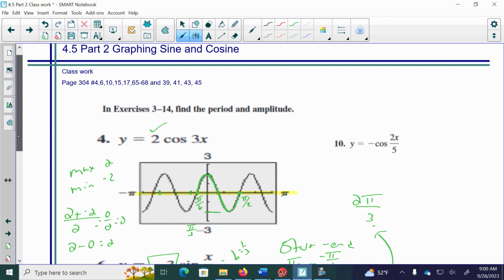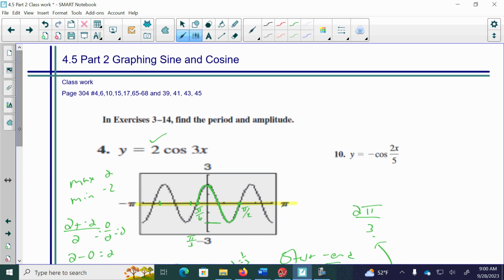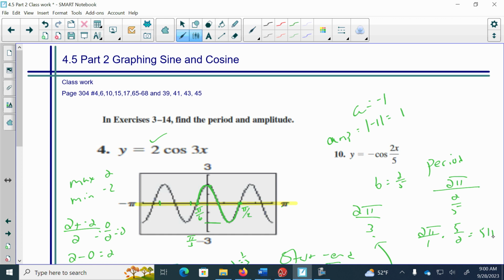Okay, doing number 10, they don't give us an equation, so we're just going to have to look at it. So my amplitude, this A would be a negative 1, so my amplitude is going to be the absolute value of that negative 1, which will just be 1. To find my B, that's 2/5. So to find my period, I'm going to take 2 pi and divide it by that 2/5. So that'll be 2 pi over 1 times the reciprocal 5 over 2, 5 pi. Okay, moving on to the next one.